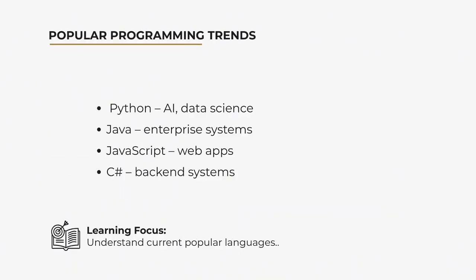Popular programming trends. Some programming languages are very popular today. Python is used in artificial intelligence and data science. Java is used in enterprise systems. JavaScript is used for web applications. C# is used in backend systems.